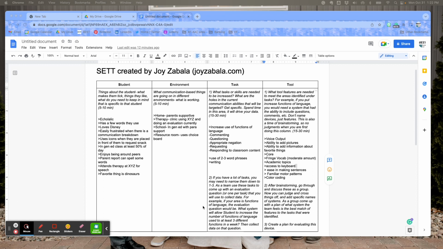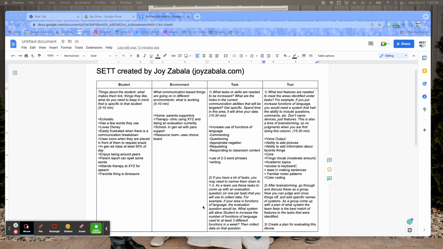And so from there, you're going to create a plan now on what you're going to do for the evaluation. When are you going to start it? Who's going to get the system? What data are you going to take? How often are you going to take data? And how long is the evaluation going to be, and when are you going to come back together as a group? So that is the SET in a nutshell.